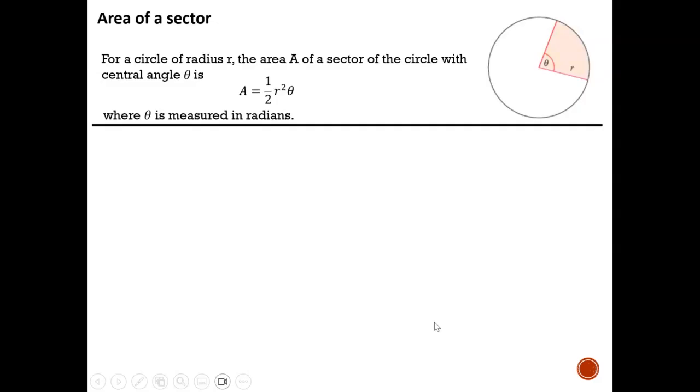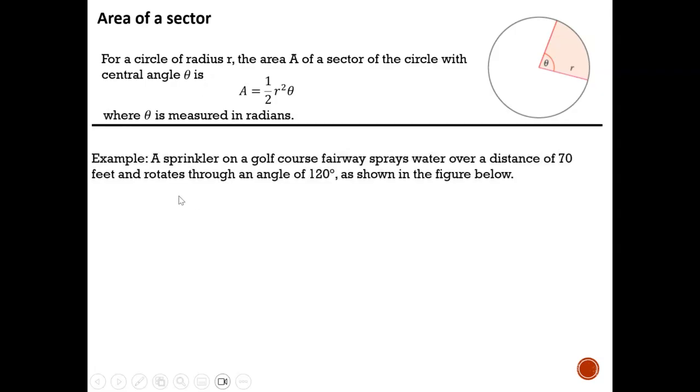Now, let's do another formula here, guys. This is called the area of a sector. This is the area that they're looking for. For a circle of radius r, this is my radius r. The area of the sector of the circle with a central angle, this is my central angle, and this is your formula. The area equals 1/2 r squared theta. Again, theta must be in radians, so we have to convert first. If it's in degrees, convert it to radians.